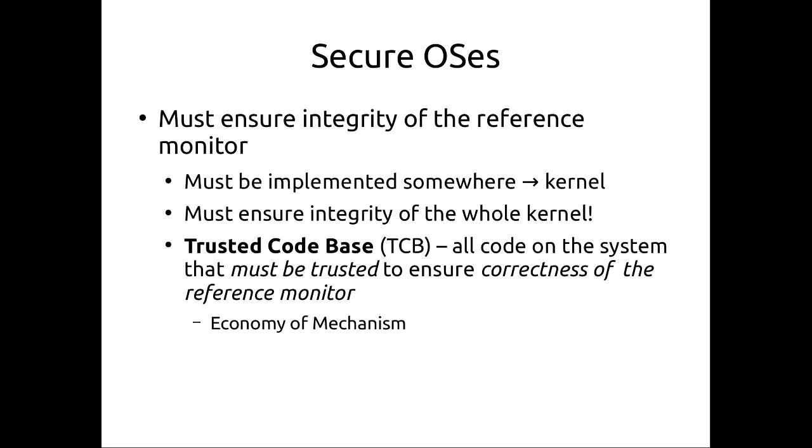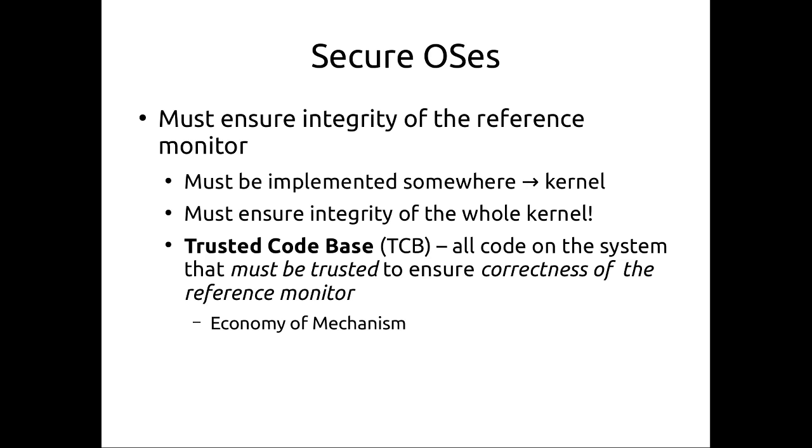But typically it has to be implemented somewhere in the system, and it's very natural for it to be implemented in the kernel, right? Dual mode protection makes it so that the kernel is isolated from the ill effects and the malicious effects of the principals executing above it in processes. So it's natural that we would use that dual mode protection to isolate the reference monitor from all of the principals in the system, right?